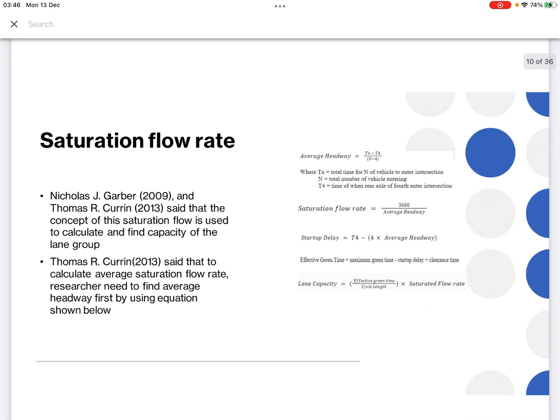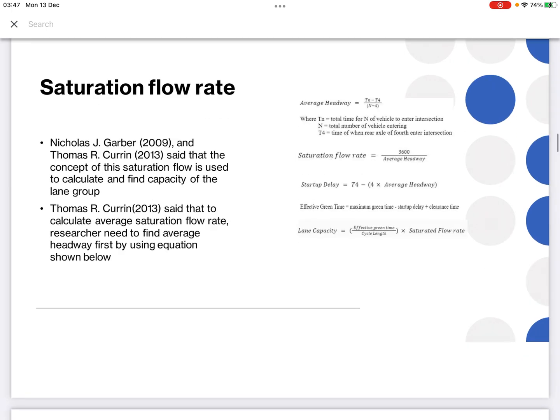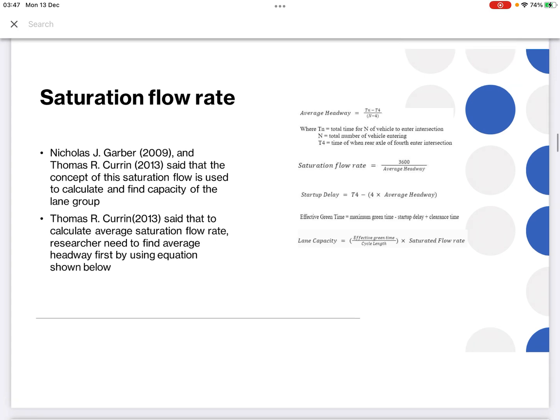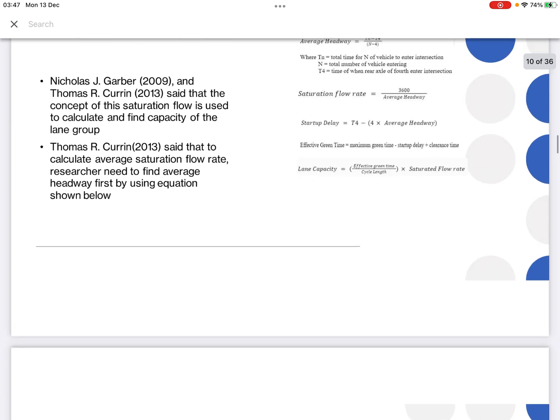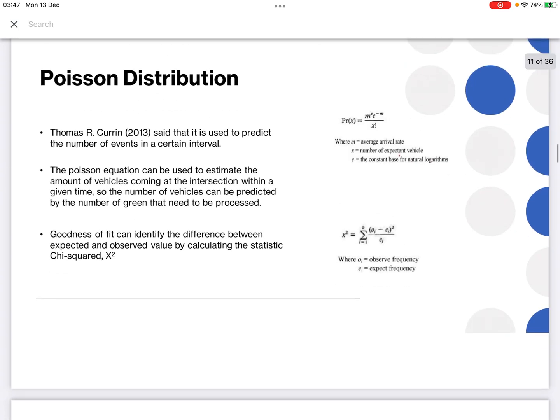Saturated flow rate. Garber and Curran state the same thing, that the saturated flow rate is used to calculate and find the capacity of a lane group. Thomas B. Curran said that to calculate average saturated flow rate, the researcher needs to find the average headway first by using the equation shown here, and then we can go to flow rate, startup delay, and the effective green time. Here T4 is the time when the rear axle of the fourth vehicle enters the intersection.